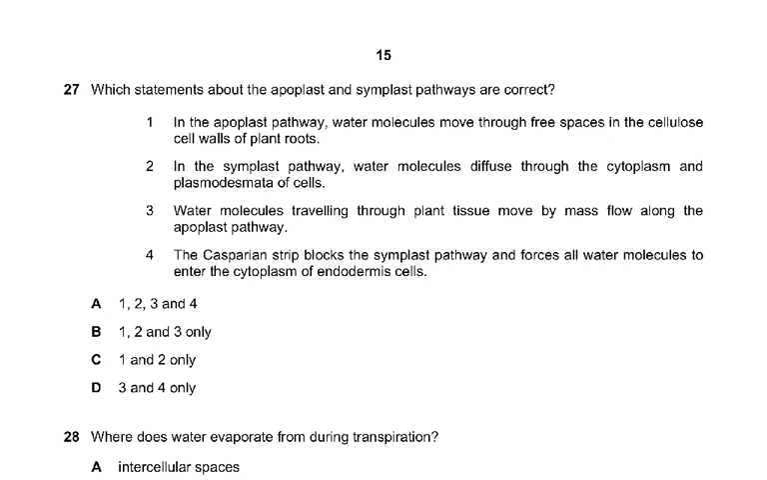Now, which one of these are correct? 1, 2, 3, 4, 1, 2, 3, 1, 2, 3, and 4. Now, it's 1, 2, and 3. But why? Why is 4 wrong? The Casparian strip blocks the apoplast pathway, it doesn't block the symplast pathway. The Casparian strip blocks the apoplast pathway because the suberin is deposited in the wall of the cells. So that is why 4 is wrong.